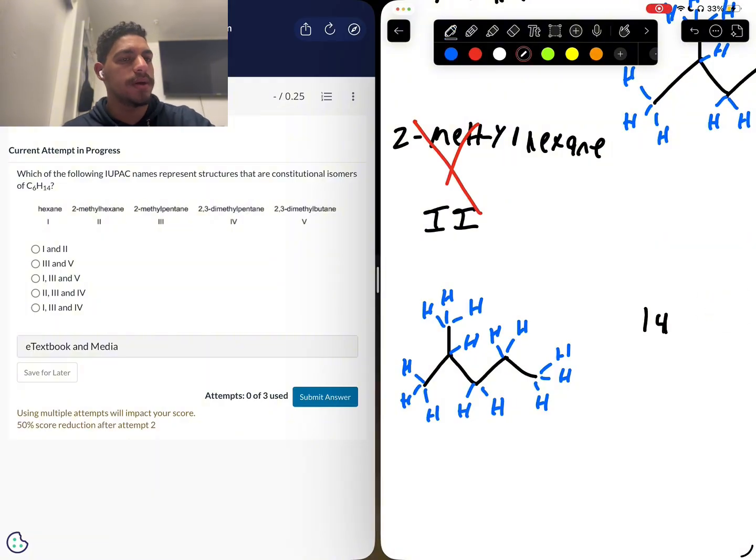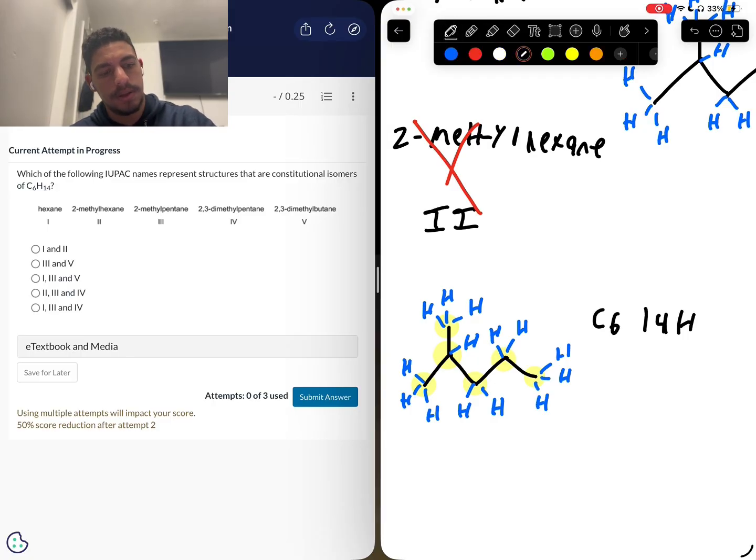How many carbons are there? We need to make sure, okay? 1, 2, 3, 4, 5. Oh, there's only 5 carbons. Well, there's a carbon here because it's a methyl group, right? So this is C6H14.